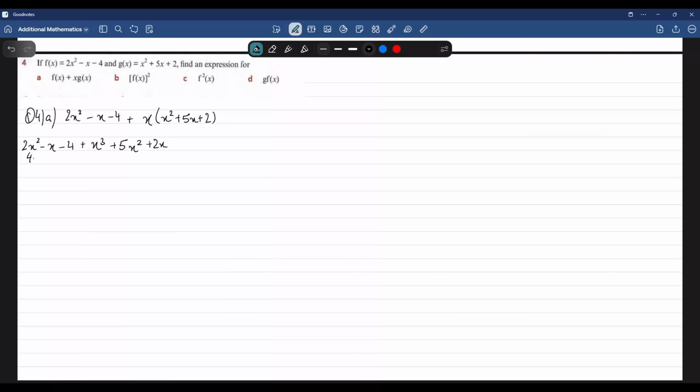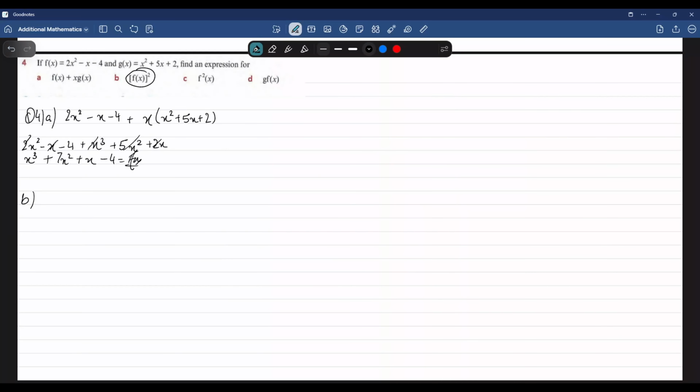I think I'm making one mistake. We first write the cube, so x cubed here, then x cubed plus 5x squared plus 2x. So we have got x cubed as it is first here, plus 5x squared plus 2x squared is going to give us 7x squared, minus x plus 2x is going to give us positive x, minus 4 is equal to your answer, and that should be it. Let me just check. x cubed plus 7x squared plus x minus 4. That is the answer.